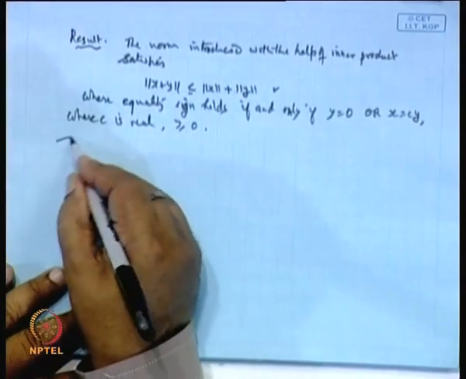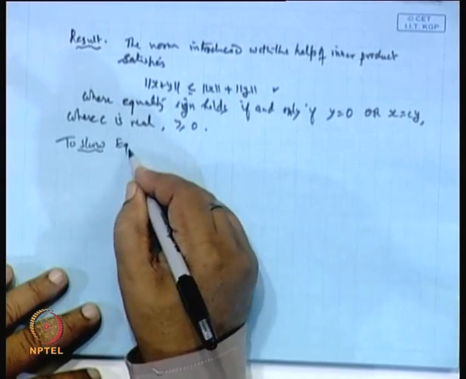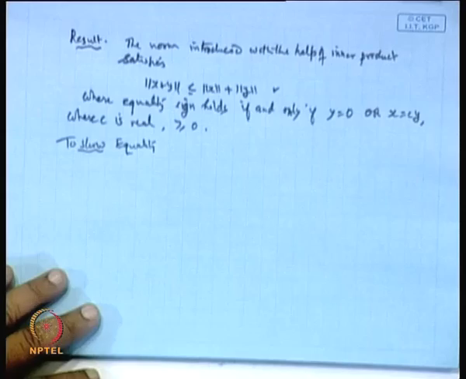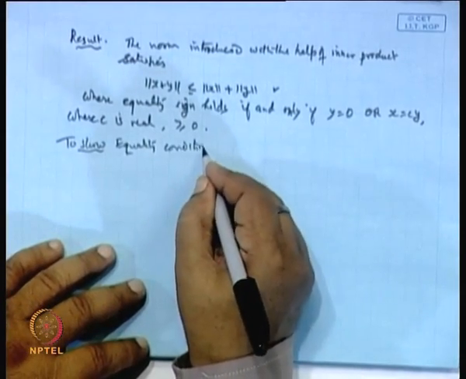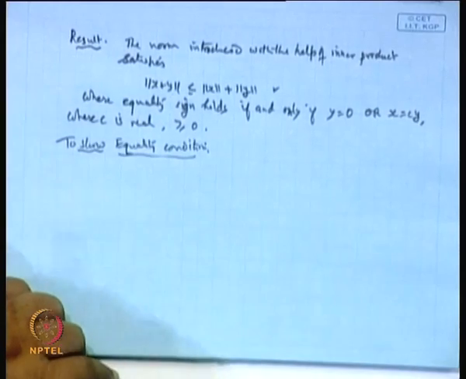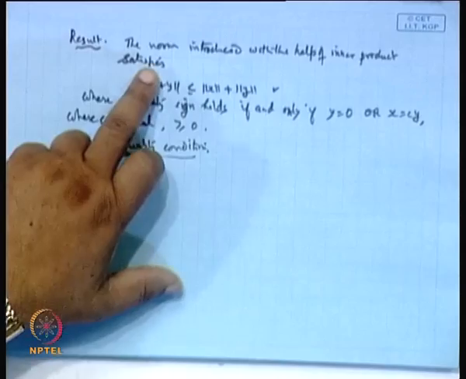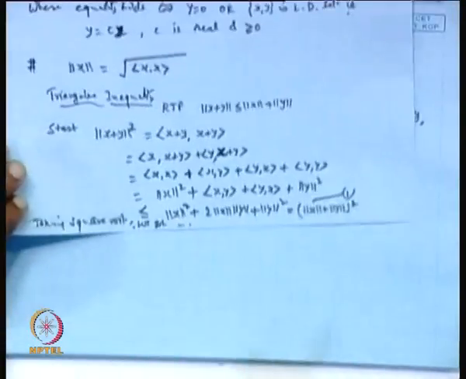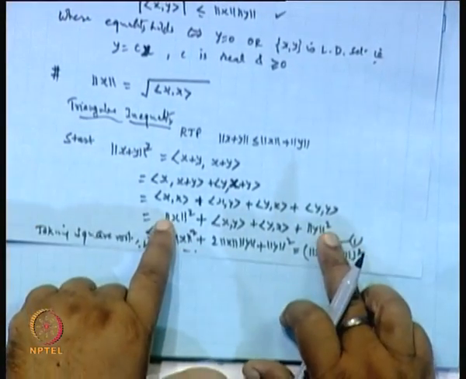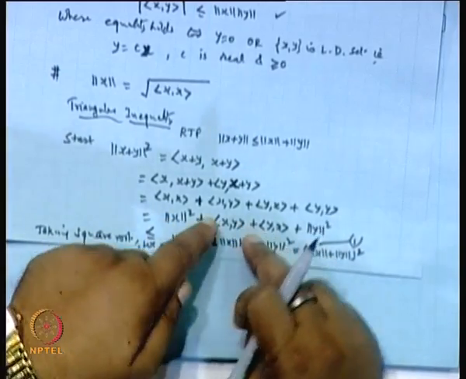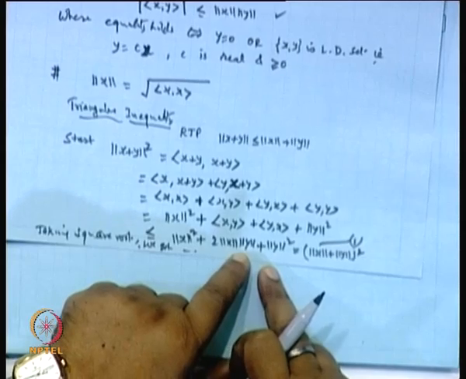So, to show the equality condition, that is, under what condition the equality sign holds, what we do is take this one, where the norm of x plus y squared is equal to this, and from here the inner product terms we have put as less than or equal to this, is it not?